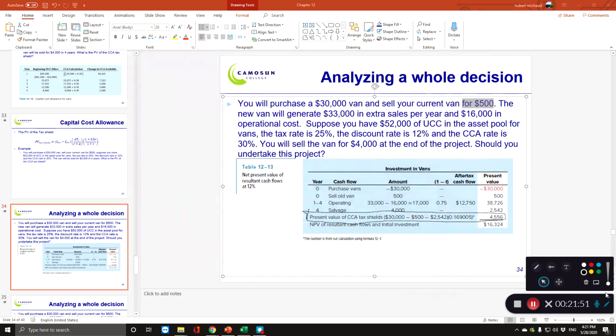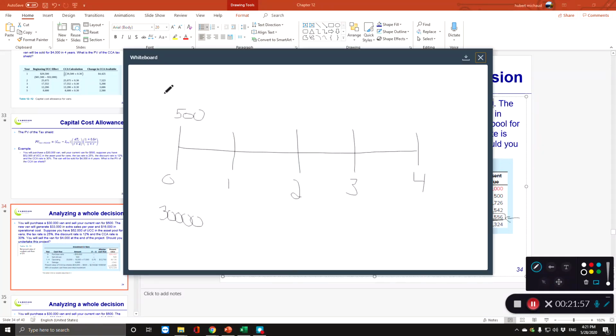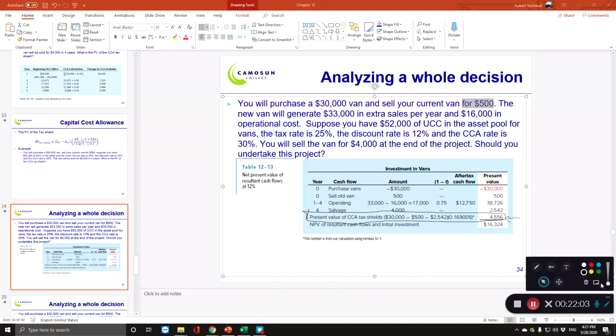On top of it, we already calculated the PV of the tax shield. It's right here. So at time 0, I would also have a positive cash flow, which would be the PV of the tax shield, 4,556.